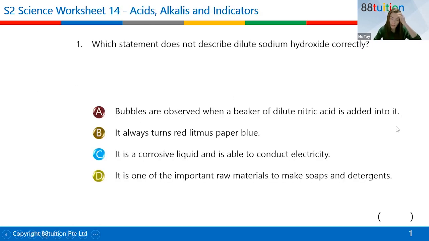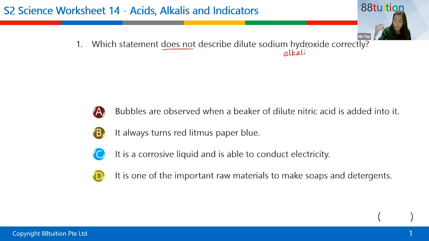Okay, look at the first question. Which statement does not describe dilute sodium hydroxide correctly? Okay, you're looking for a negative one. All right, you're looking for a negative one. So it's a does not describe. So sodium hydroxide is an alkali.